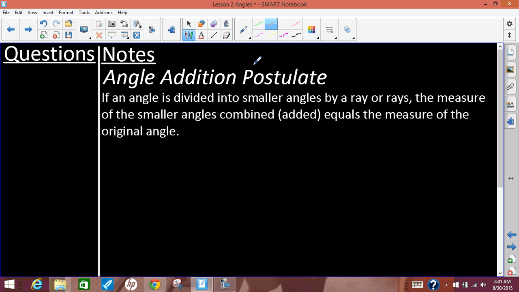Remember that a postulate, we talked about this when we talked about segment addition. A postulate is something we accept to be true. Just a reminder. And the angle addition postulate is very similar to segment addition. We're talking about taking one big angle, breaking it up into smaller angles, and then relating their measures.